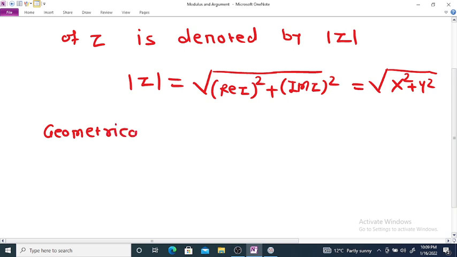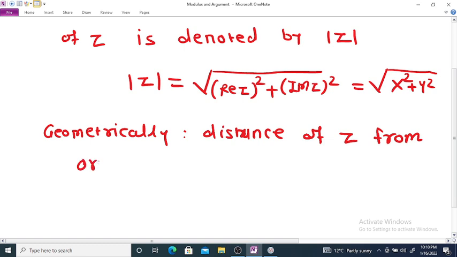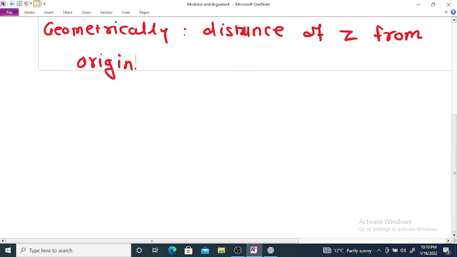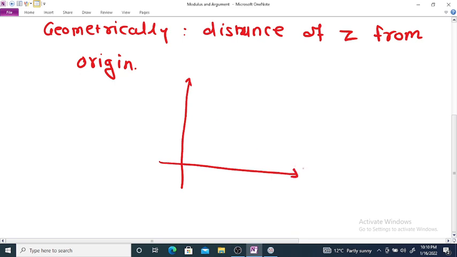Geometrically it represents the distance of z from origin. So for example, suppose this is the complex plane, and this is the real axis, and this is the imaginary axis. Then suppose here is the complex number, the pair (x, y), where z is equal to x plus iy.